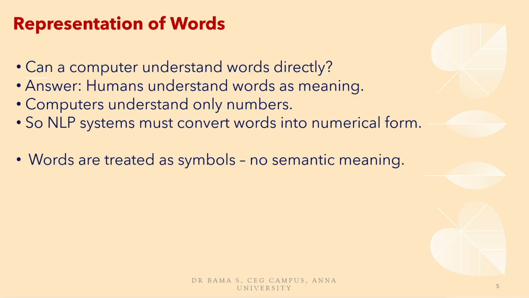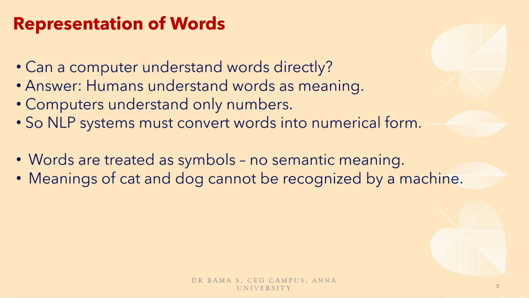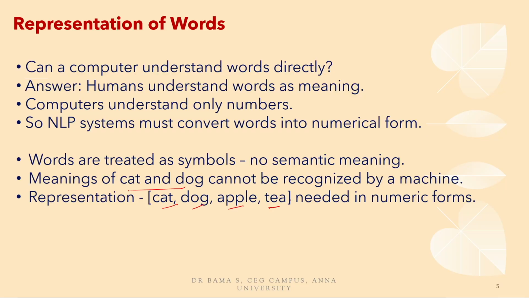It is called encoding, or in other words, we will take it as symbols, which have no meaning for us right now, but we will make sure that a machine can capture similar meanings through numbers. For example, the meanings of cat and dog cannot be recognized by a machine, so we have to encode them in a certain way that a machine can understand. Similarly, cat, dog, apple, tea, all these are going to be different. But how do we represent that as numbers?